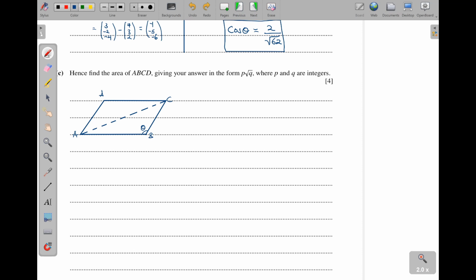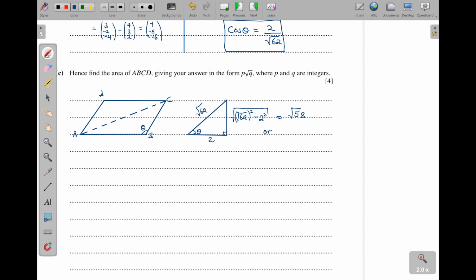If I have this triangle here, and this is theta, cosine is adjacent over hypotenuse, so the adjacent is 2 and the hypotenuse is root of 62. To get the opposite side, I take the hypotenuse squared minus the adjacent squared. Here we get 62 minus 4, which is 58. So we have root of 58.